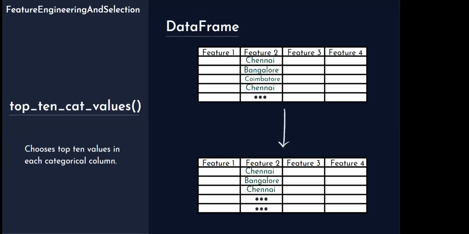Top 10 categorical values. If a categorical variable contains more than 10 categories, we will choose the top most repeated items in it, because while performing one-hot encoding, it could lead to a curse of dimensionality problem where there will be a larger number of features.